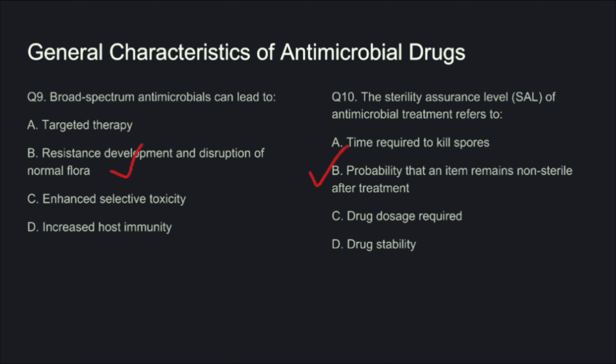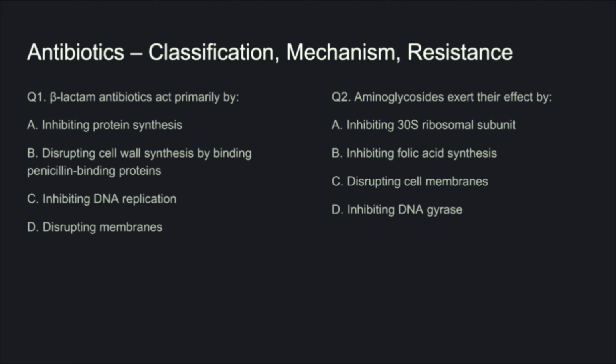Okay. Now next is antibiotics, classification, mechanism and resistance. So the first question in this is, beta-lactam antibiotics primarily act by A, inhibiting protein synthesis, B, disrupting cell wall synthesis by binding penicillin binding proteins, C, inhibiting DNA replication and D, by disrupting membrane. So correct answer is option B, disrupting cell wall synthesis by binding penicillin binding proteins.